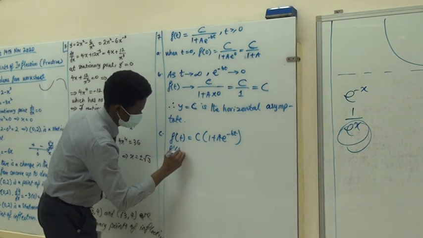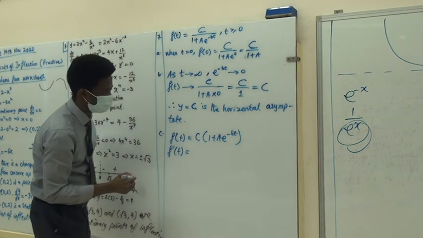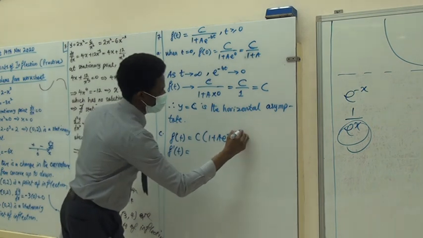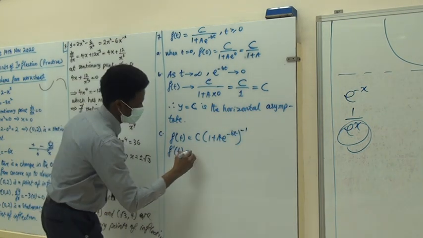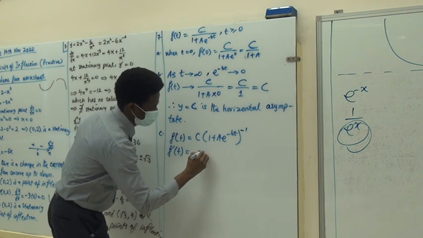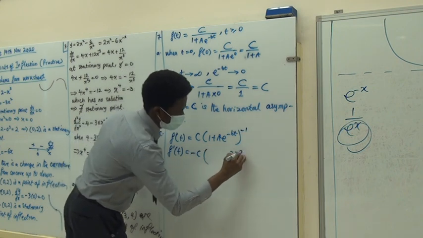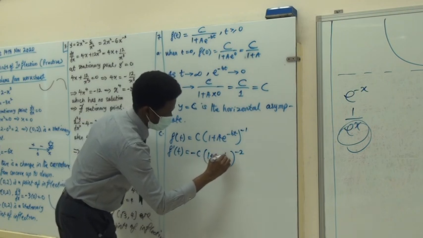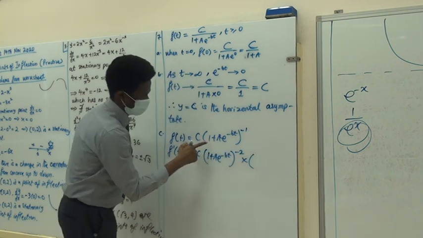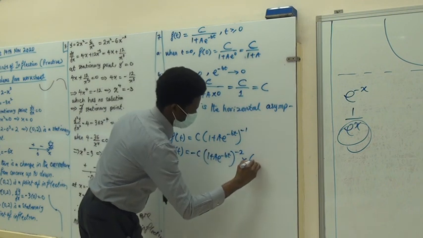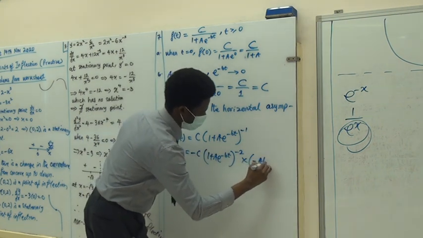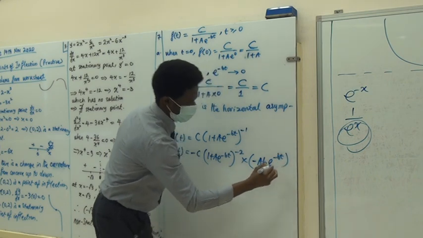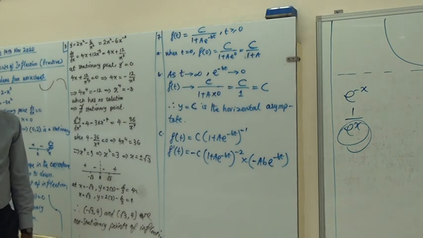Negative to the power of negative 1, and then 1 plus a exponential negative bt. Oh my god, that makes it more complicated. So negative c, right? Everything will be to the power negative 2. So 1 plus a exponential negative bt times what? 0 plus negative ab, exponential negative bt. Understand?